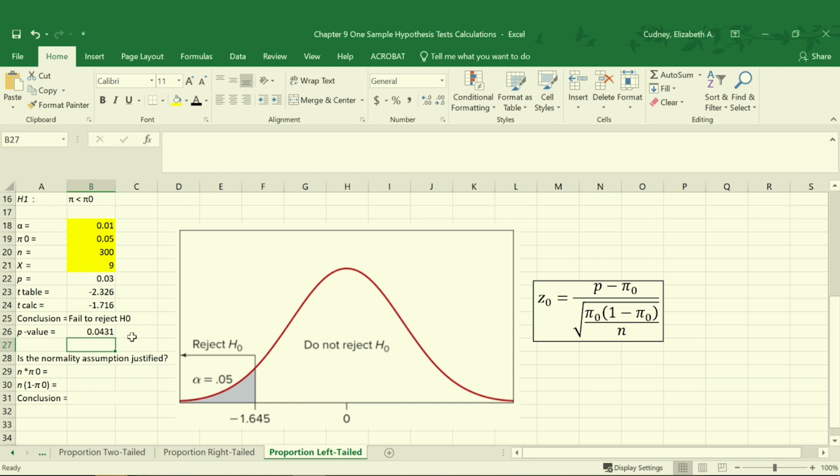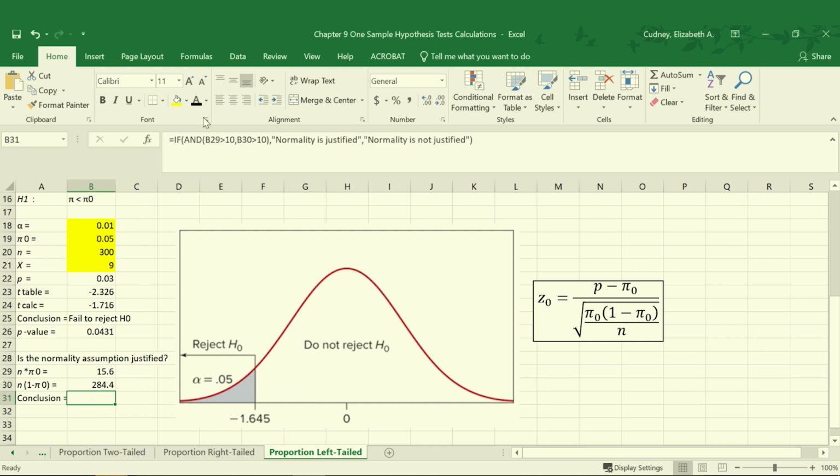Since we had the assumption in this problem of normality, we can also check to see if that assumption was justified. So here, we're going to start by calculating n times pi naught, and that gives us a value of 15.6. So our assumption is justified if this value is greater than 10. We also want to check the value of n times 1 minus pi naught. For this calculation, we have 284.4, which is also greater than 10. So therefore, our assumption of normality is justified.